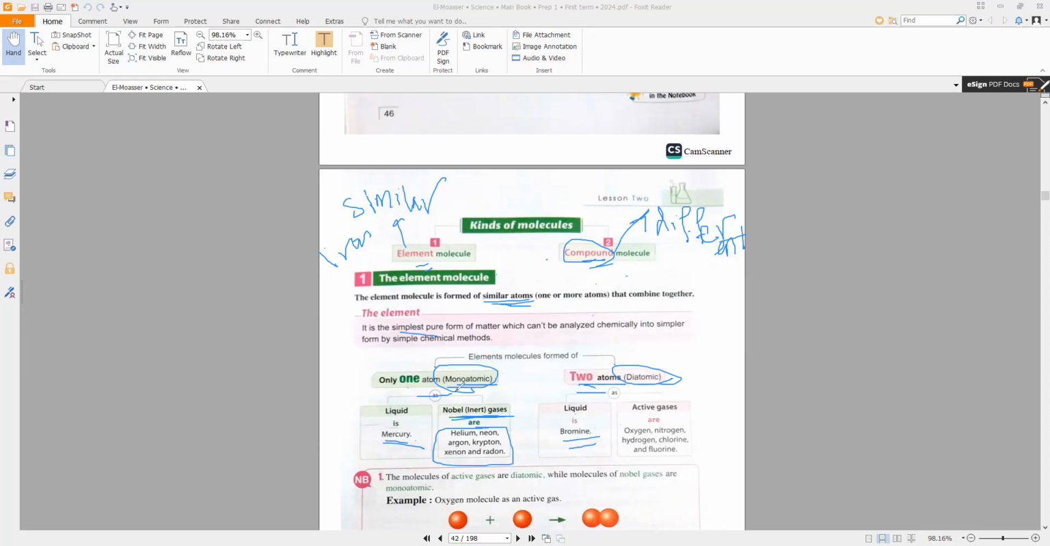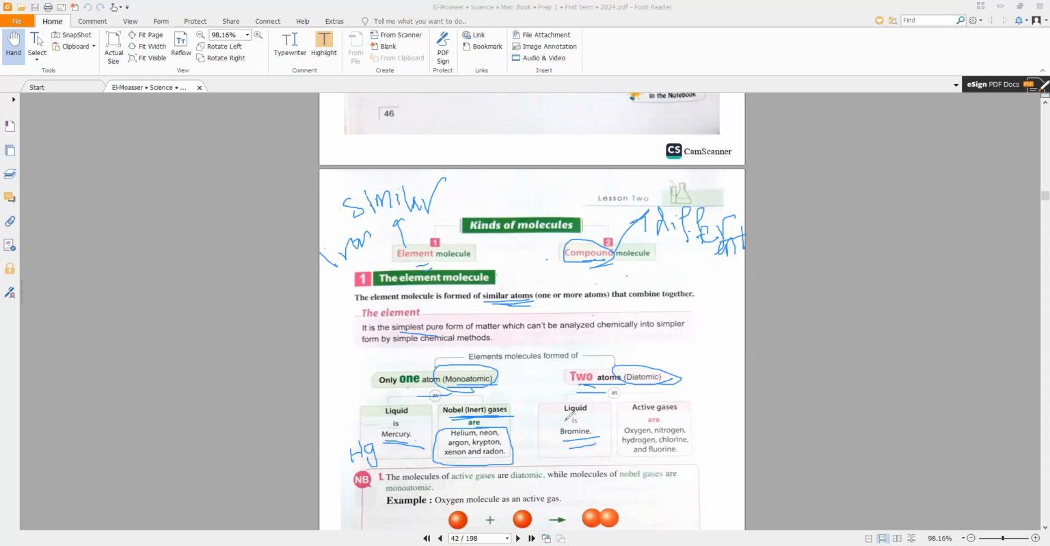Mercury is the monoatomic liquid. So we have two liquid elements. The liquid that consists of one atom is mercury. The liquid that consists of two atoms, or diatomic, is bromine. Not in this lesson, but later when you want to write mercury, you will write Hg, the symbol of mercury.